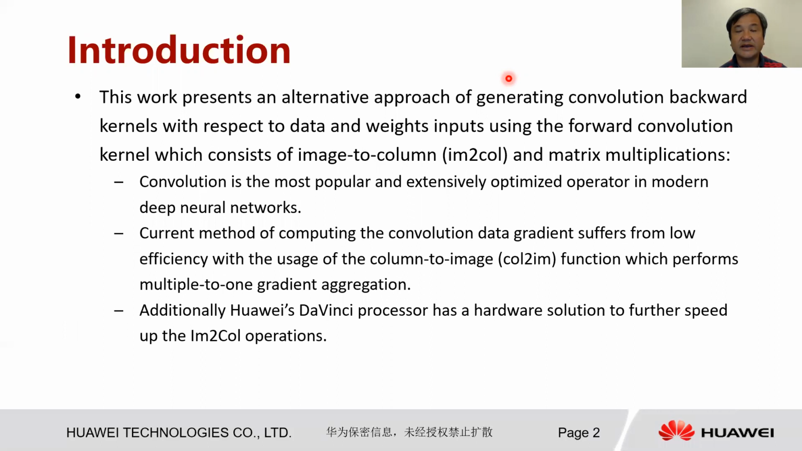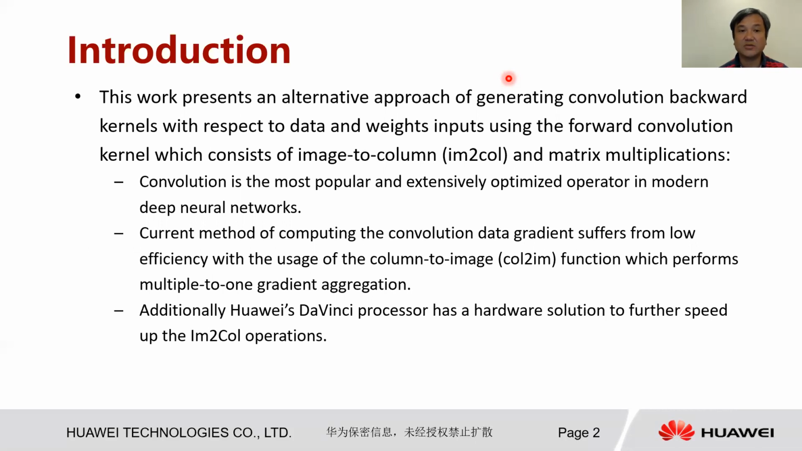It's generating effective backward kernels for convolution operators. This work presents an alternative approach of generating the backward kernels by using the forward convolution kernel, which consists of the image-to-column operator and matrix multiplications. It's one of the most popular ways that we can perform the forward convolutions.